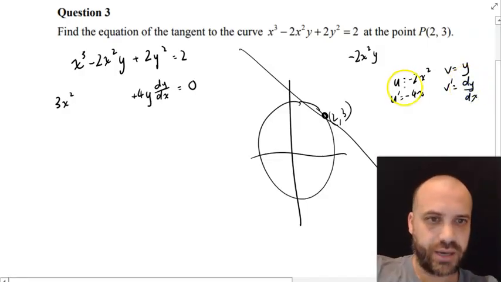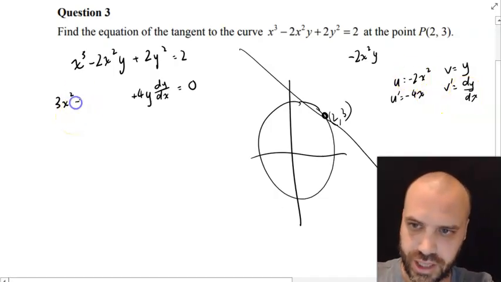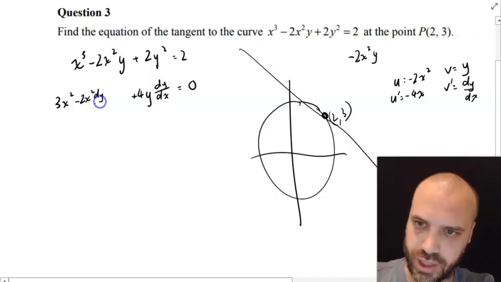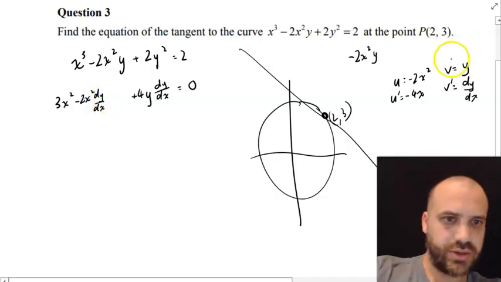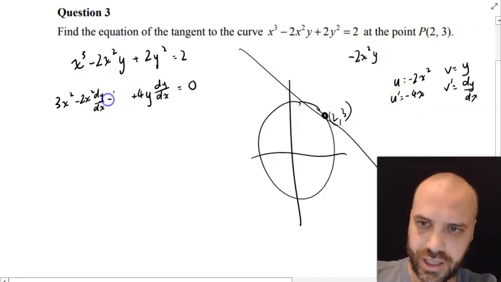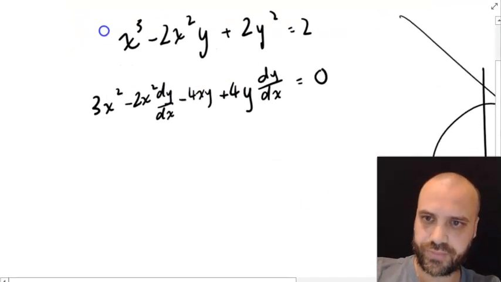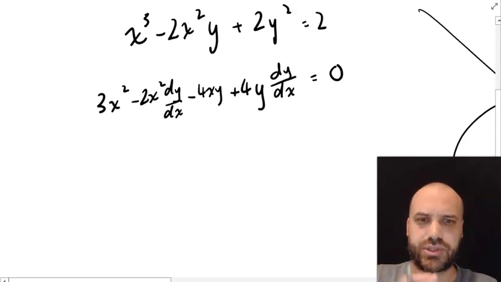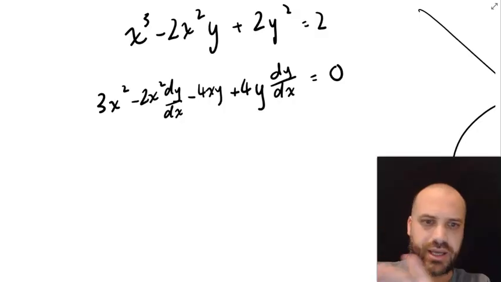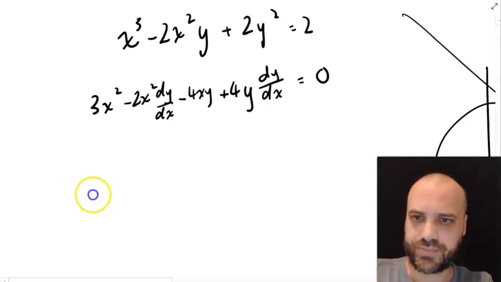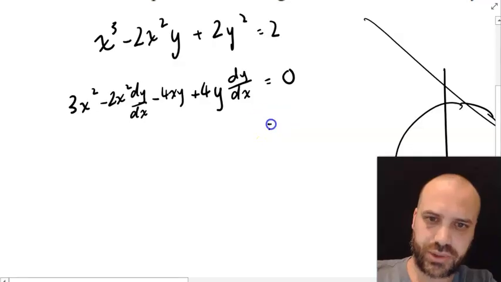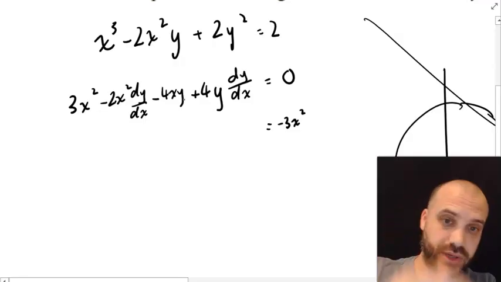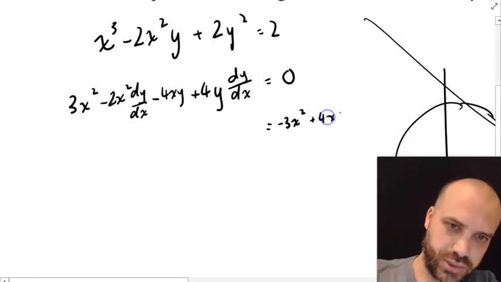Okay, and now I'm going to put all of this together over here. So uv dash is going to be negative 2x squared dy/dx, and vu dash is going to be negative 4xy. Okay, so now I just need to group all those dy/dx things together and get everything else over to the other side. So this 3x squared belongs over there as negative 3x squared. This negative 4xy belongs over there as positive 4xy.